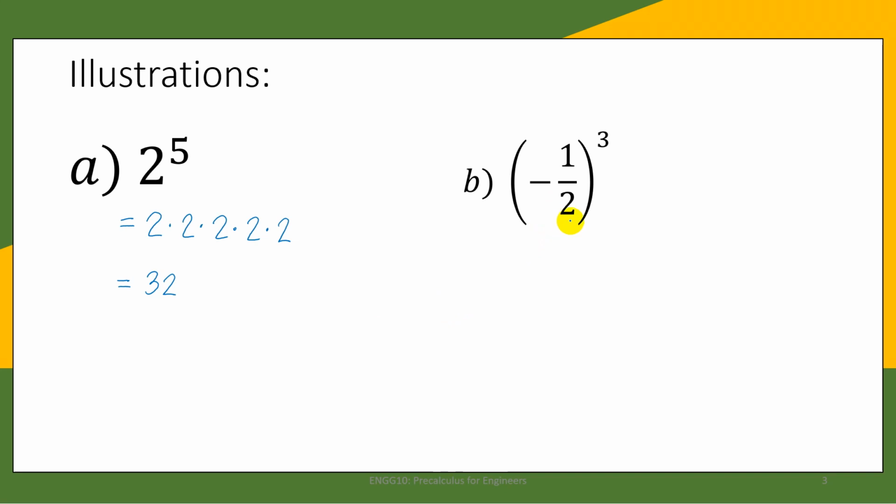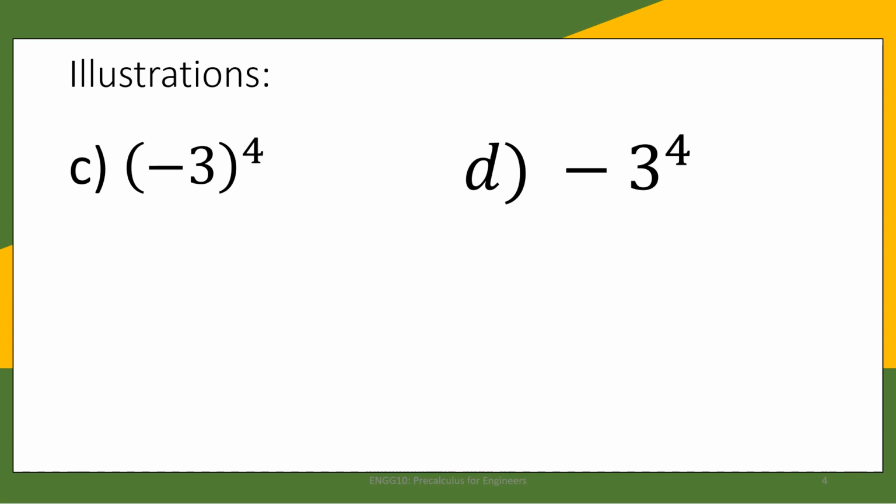For part B, negative 1/2 is the base, 3 is the exponent. In this case, this is equal to negative 1/2 times negative 1/2 times negative 1/2. We need to multiply negative 1/2 by itself 3 times. So negative 1/2 times negative 1/2 is positive 1/4. Positive 1/4 multiplied by another negative 1/2 is negative 1/8.